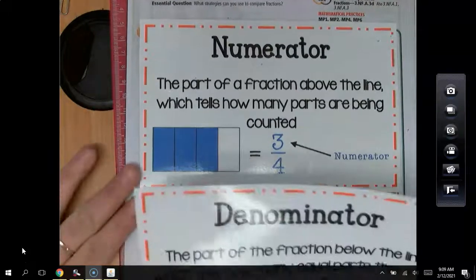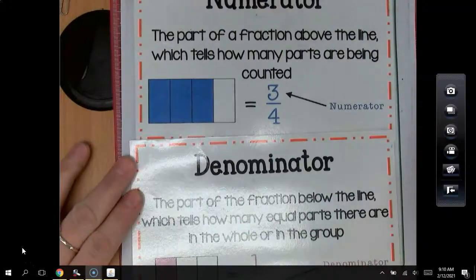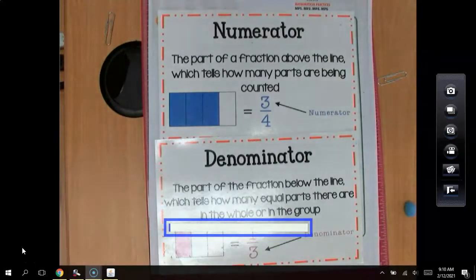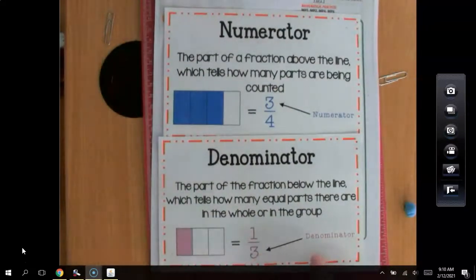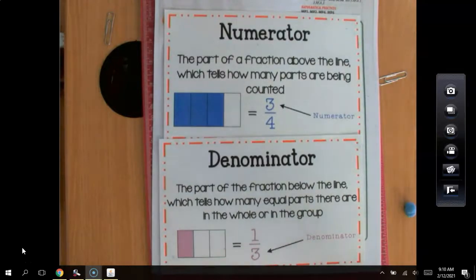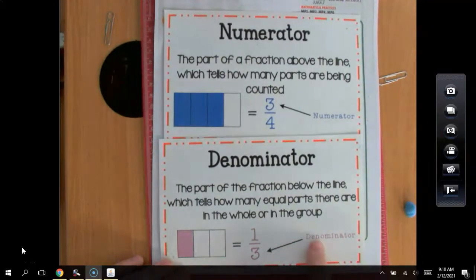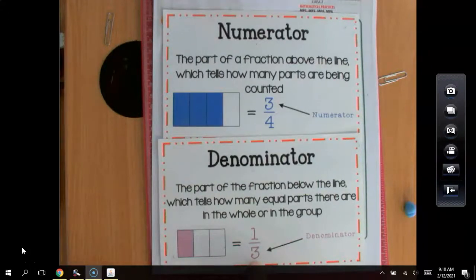Our next word is denominator. Our denominator is also part of the fraction, but it is what is below our fraction line. I always think denominator starts with a D and down below the line. So down, denominator, they both start with D. That helps me remember that the denominator is down under the fraction line. The denominator tells me how many equal parts there are in the whole or the group.